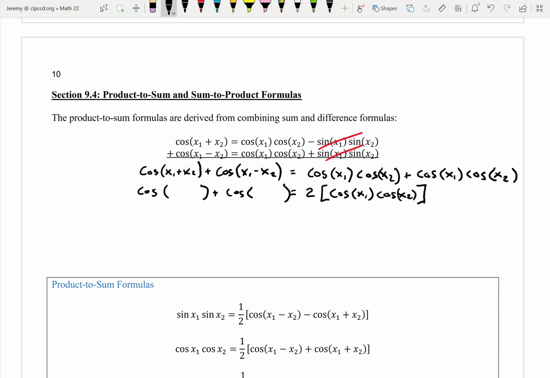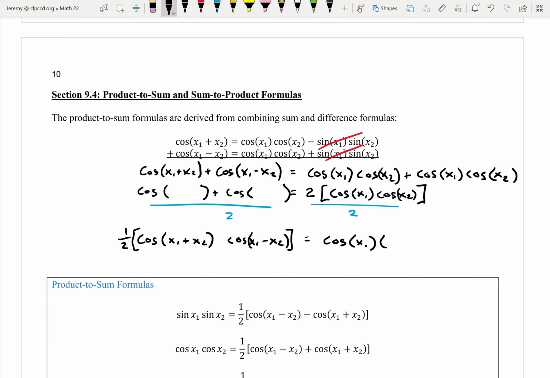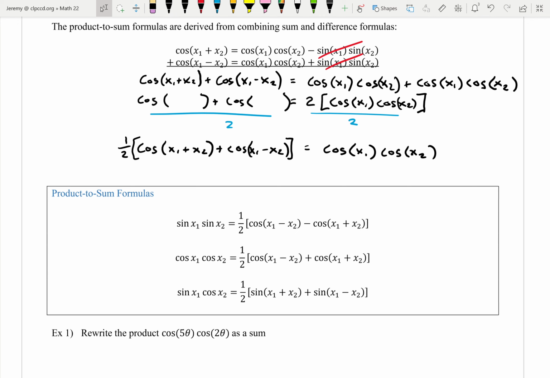We're trying to find a formula to rewrite a product of two cosines, cosine evaluated at x1 times cosine evaluated at x2. So the last step is I will just divide both sides by 2. And that gives us our formula. I'll write it like this, after dividing by 2: we'll have that factor of 1/2 out in front of cosine x1 plus x2 plus cosine x1 minus x2. Sorry, plus sign in the middle there. That'll be equivalent to the product of cosine x1 times cosine of x2.